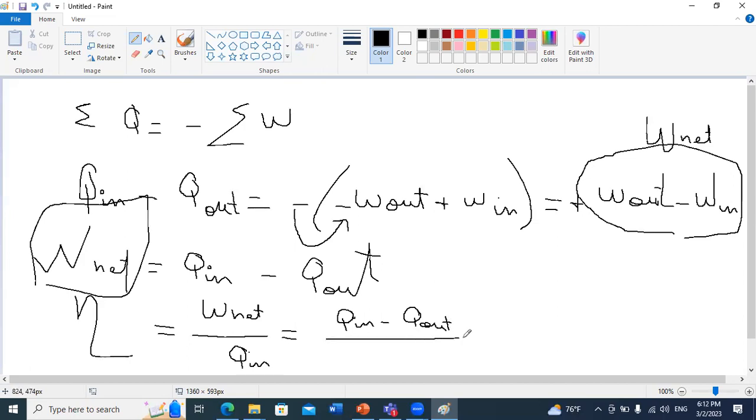We can simplify this. Qn over Qn is 1. So we get 1 minus Qout over Qn. This is the expression of efficiency. Okay. Now what I will try to do with you is to find what Qout and Qn are, as a function of the parameters of our, let's say, thermal combustion engine. And then we can find an expression for the efficiency that is a function of the parameters that are provided.